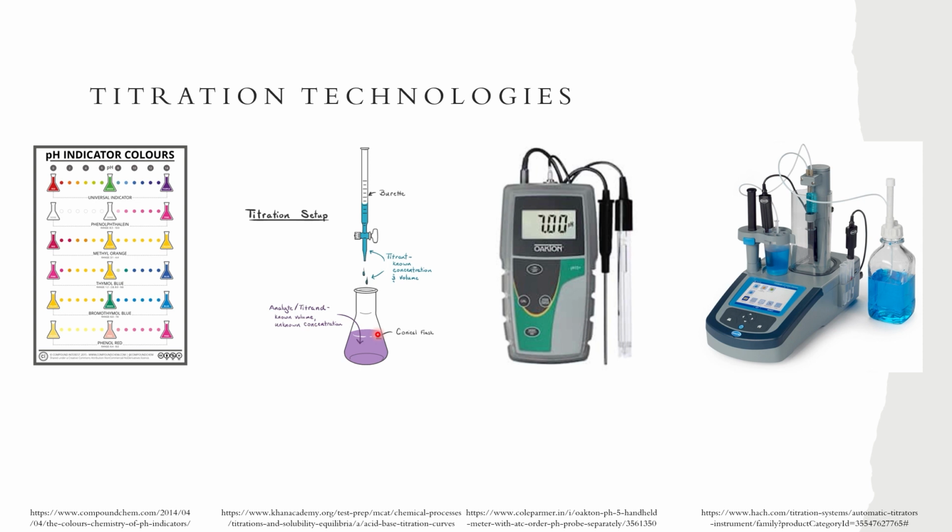Essentially, they've consumed each other. At that point, that's when we see our indicator change color. When we see that color change, then we can do a bunch of calculations to figure out the concentration of the substance that we don't know the concentration of. We don't have to use pH indicators. We can also use something like a pH probe, and there are technologies which can actually automatically conduct acid-base titration without the need for human operation of titration equipment.